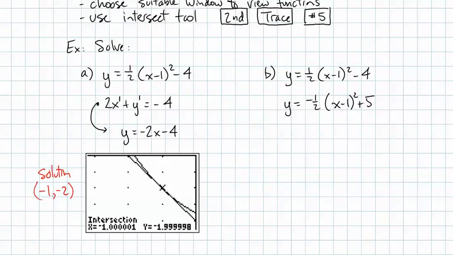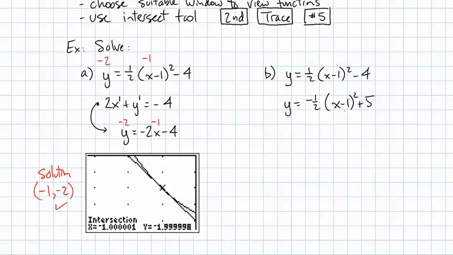y. Now, a solution is the points x, y that satisfy both equations. So if I substitute the x and the y coordinates into both equations, they should make true statements. So if I put -1 here and I put -2 here, this should make a true statement. -1 minus 1, -2, squared is 4. 4 times half is 2. 2 take away 4 is -2, so that works. Likewise down here, substitute -1 for x. This term is 2. 2 take away 4 is -2, and it works. So that is a solution to the system.